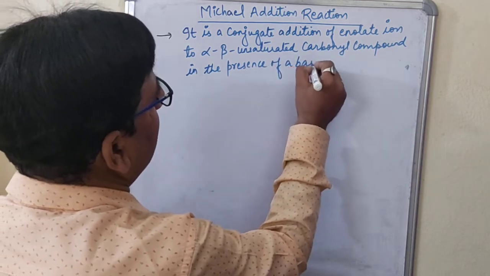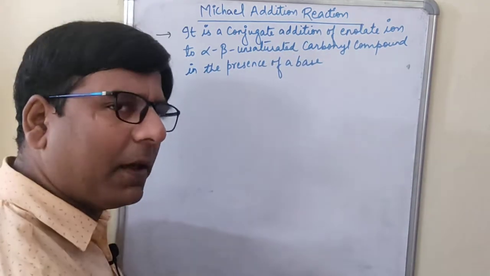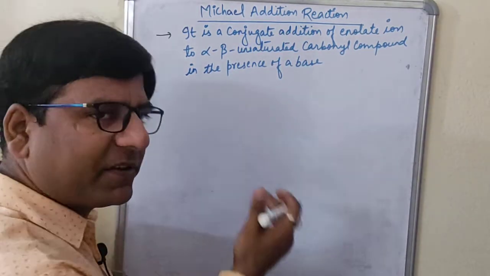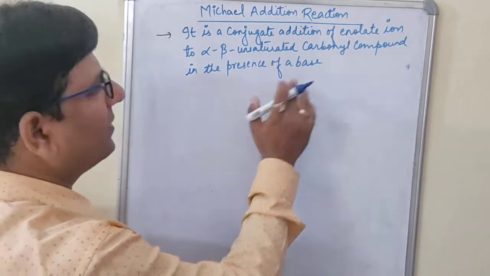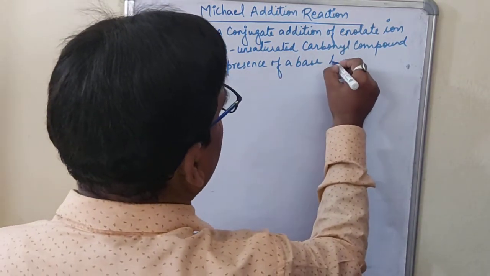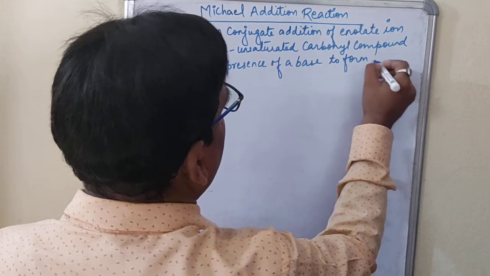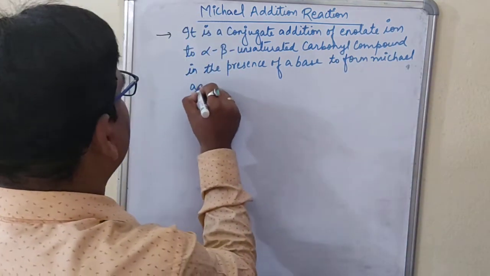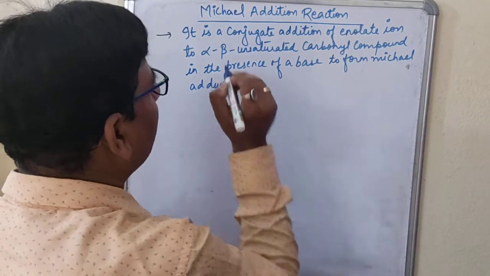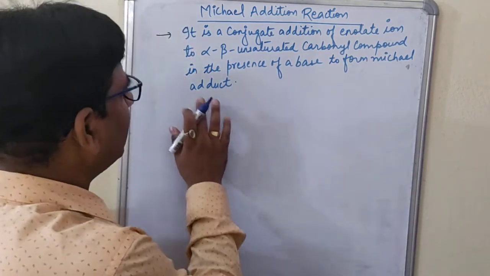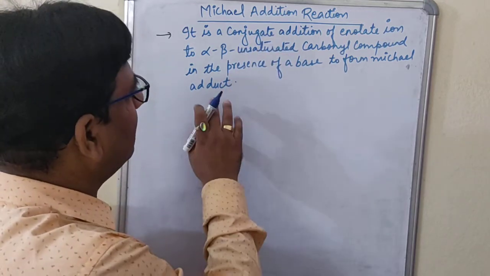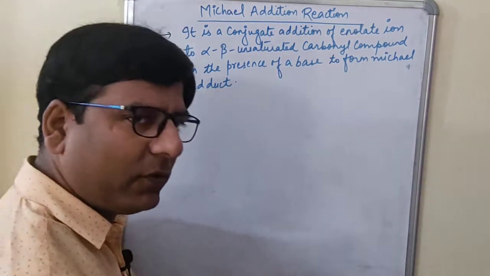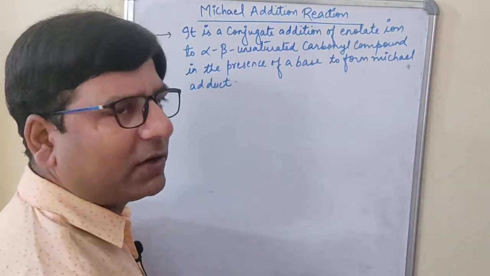a base. Here we have to choose one base, because this complete reaction takes place in the presence of what? Base, right? In the presence of a base to form the Michael adduct. What will we form? We will form the Michael adduct. The product of this addition is known as the adduct, and this may be the 1,4 or it may be the 1,2, right?